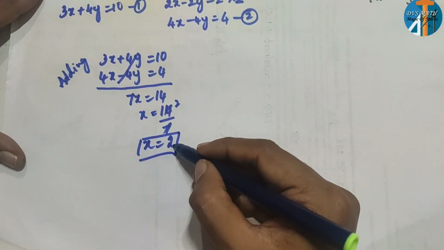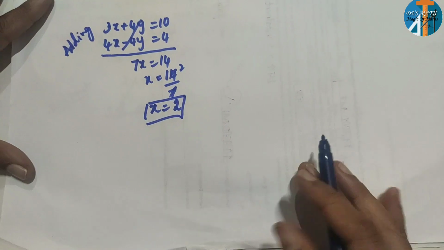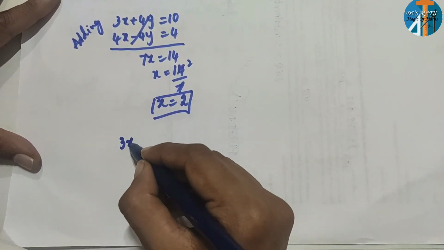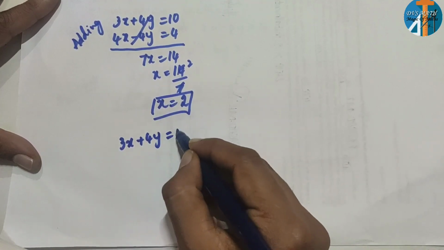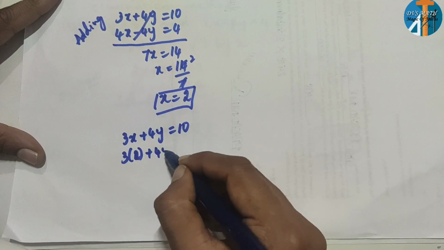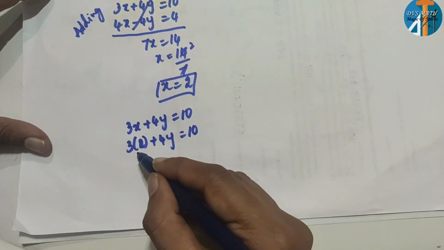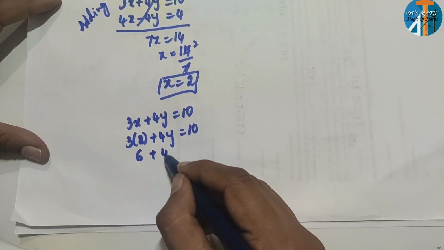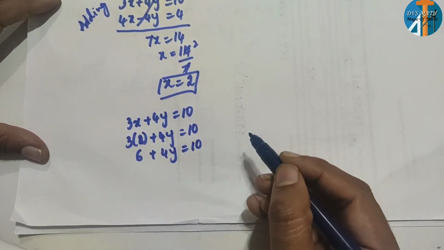Now substitute this 2 in any one of the equations. So let us take the first equation. That is 3x plus 4y is equal to 10. So 3 into what is the value? 2, plus 4y is equal to 10. 3 2s are 6. 6 plus 4y is equal to 10.